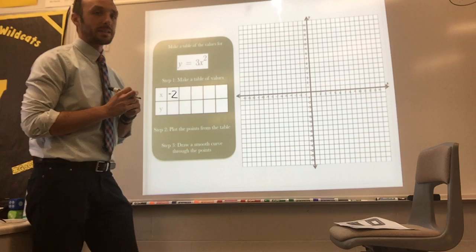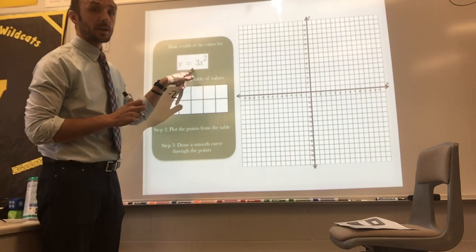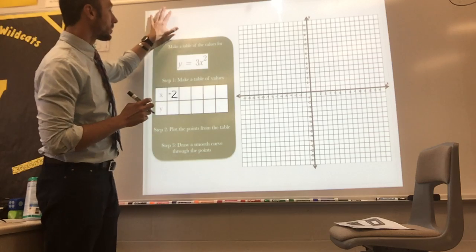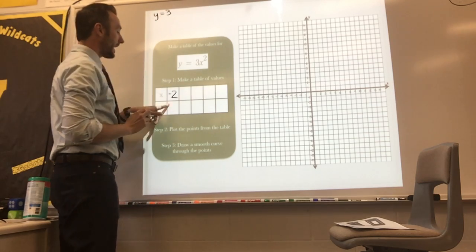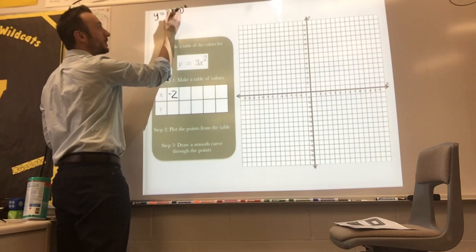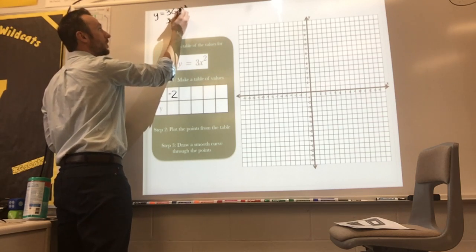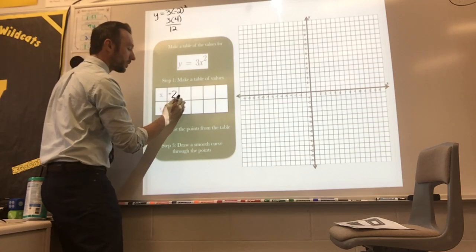If x equals negative 2, all I have to do to find that y value is plug it back into my equation of y equals 3x squared. I'll do that up here. So I'm going to say y equals 3 times negative 2 squared. If I follow PEMDAS, it's the same as y equals 3 times 4, or y equals 12. So my y value will be 12.